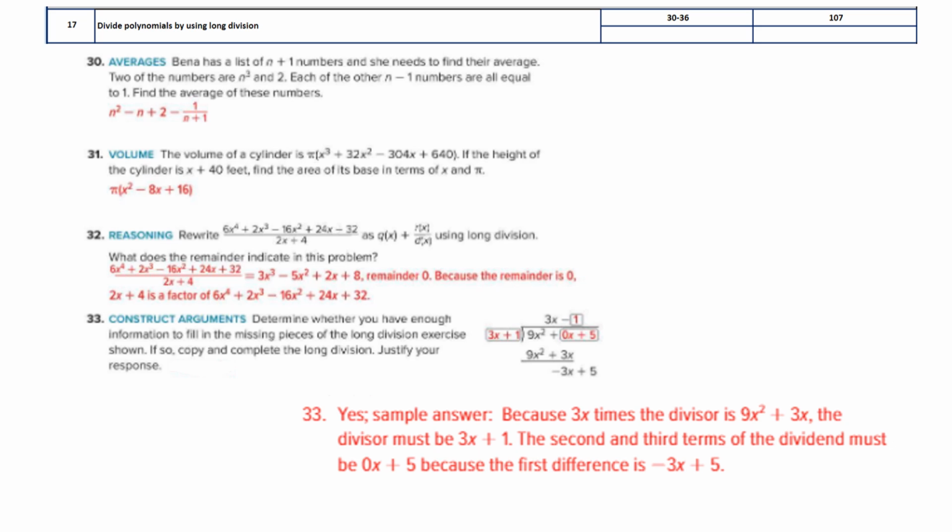So here on the screen, I have provided you the answer key for question 30 to 33. Please check your answer, and I hope all of you got the correct answers.